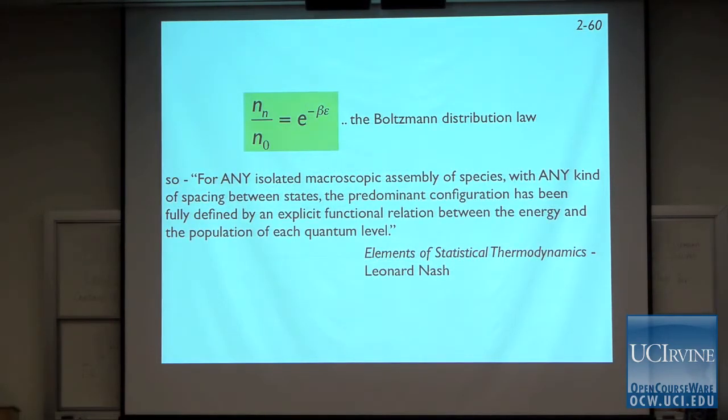Leonard Nash, who is my hero, says, for any isolated microscopic assembly of species with any kind of spacing between the states, any kind of state spacing, the predominant configuration has been fully defined by an explicit functional relation between the energy and the population of each quantum level. In other words, this equation holds true not for every configuration, but for the only one that matters, the one that dominates the number of configurations that are out there. Remember, when you have a large system, it's dominated by one configuration or a very small number of them.